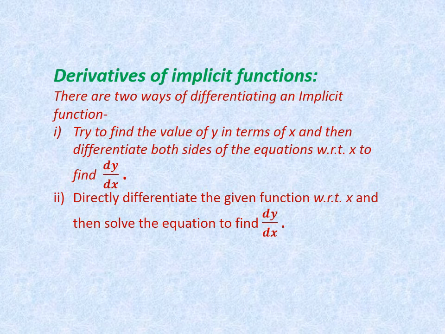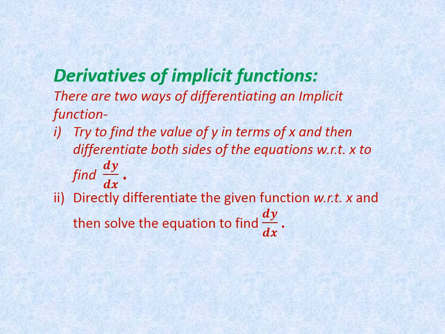Now there are two ways of differentiating an implicit function. Clear? And both are very easy. You can try any of them. First, from the given equation, try to find the value of y in terms of x, that is y is equal to something in terms of x, and then differentiate both sides with respect to x and find dy upon dx. It's very simple. If you can write the equation as y equals, suppose, 7x, then simply differentiate and find dy upon dx.